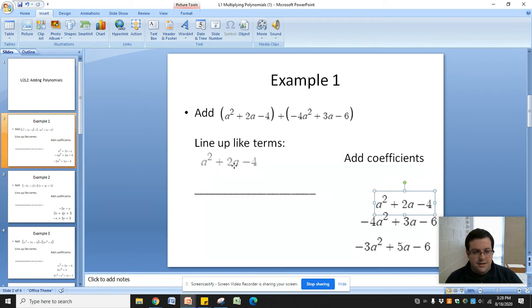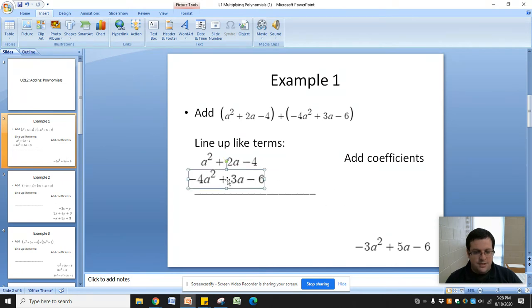I've gone ahead and set these aside. We're going to take the first polynomial, the a squared plus 2a minus 4, that's right up there, and line it up with our other polynomial that we're adding together with it, the negative 4a squared plus 3a minus 6. Once we get it lined up like this, we just add the coefficients together. A squared plus negative 4a squared, well, that's 1, an implied 1 if there's nothing there. So 1 minus 4 is going to make negative 3a squared. 2a plus 3a is going to make 5a.